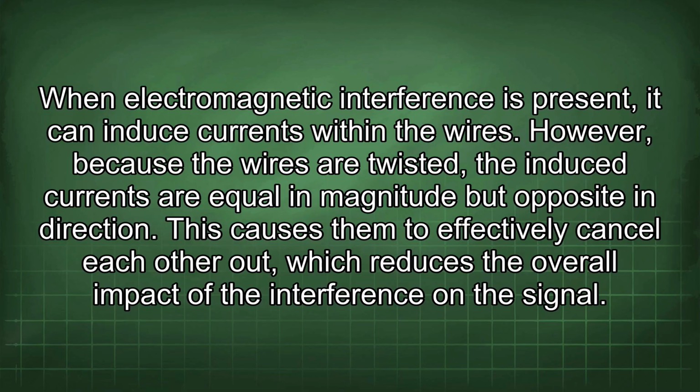When electromagnetic interference is present, it can induce currents within the wires. However, because the wires are twisted, the induced currents are equal in magnitude but opposite in direction. This causes them to effectively cancel each other out, which reduces the overall impact of the interference on the signal.